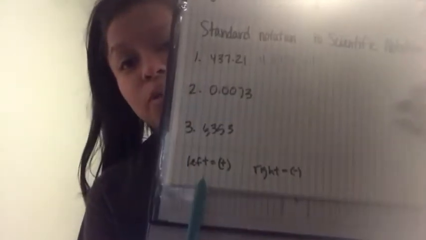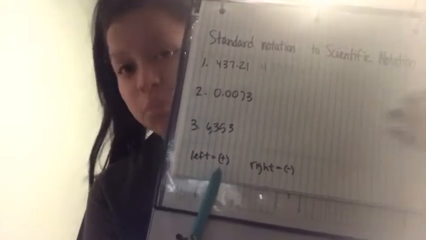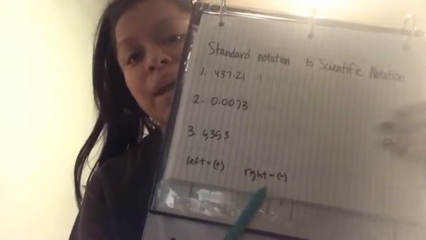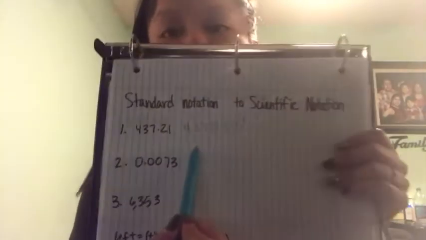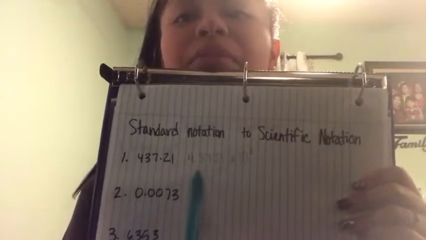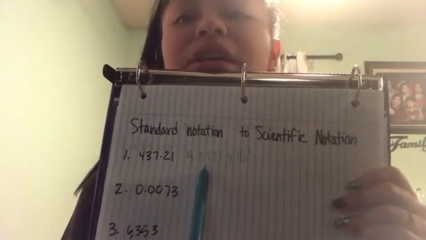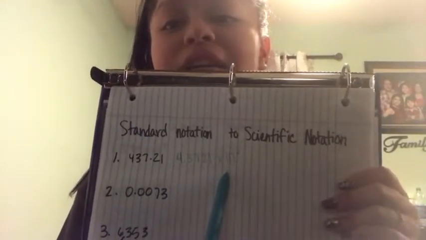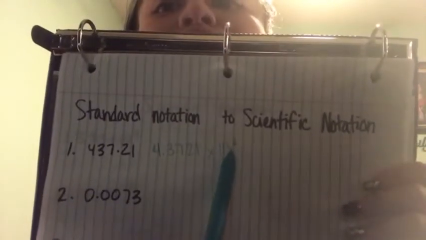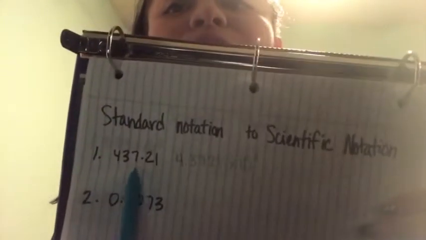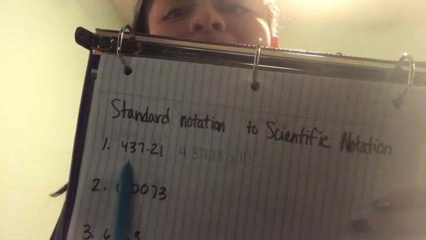left 2 times, and as you can see here, whenever you go left, it's positive. Whenever you go right, it's negative. So it'll be 4.3721 times 10 to the power of 2 right there, because we moved the decimal 2 times to the left.